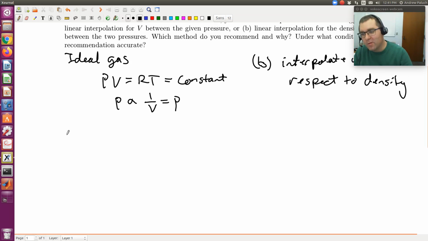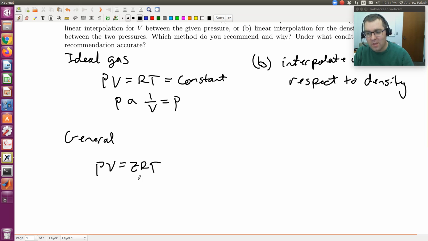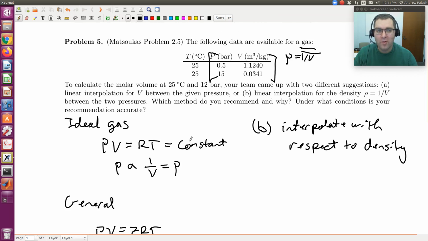If we were to think in general, our equation of state for real fluids takes the form of PV equals ZRT. So Z we expect to change with respect to P. Z is going to be a function of both T and P. But if we assume that change in Z is small, then we'd still expect similar scaling. So hopefully that helps. The purpose of this exercise is just to give you something to think about. If we could bring in some physical insight when we perform these interpolations, we'd expect the results to be better.